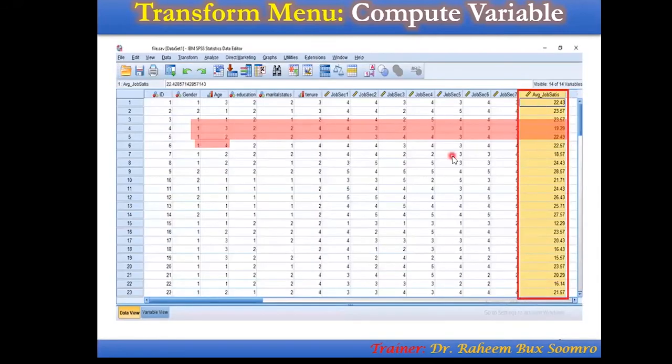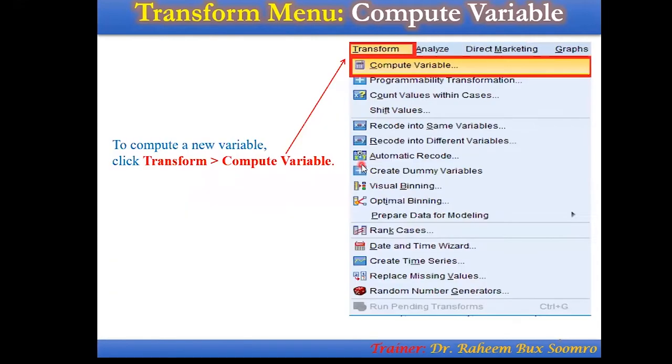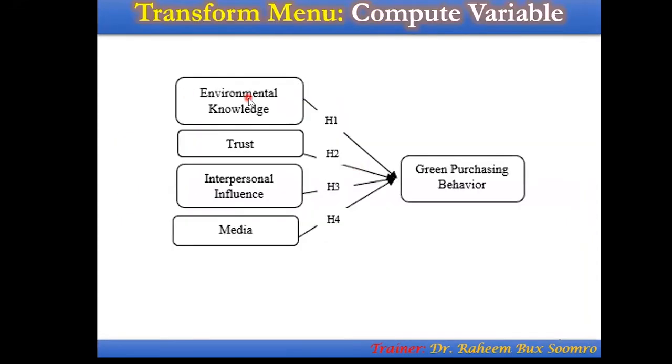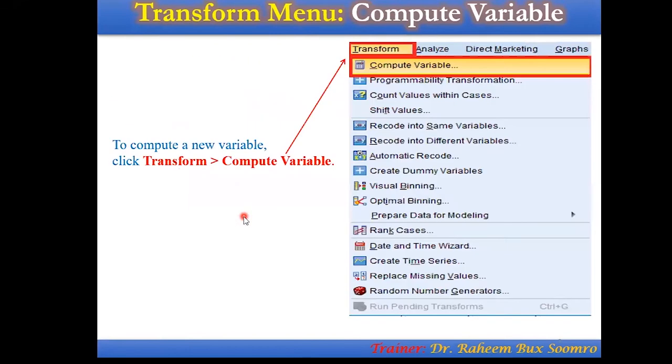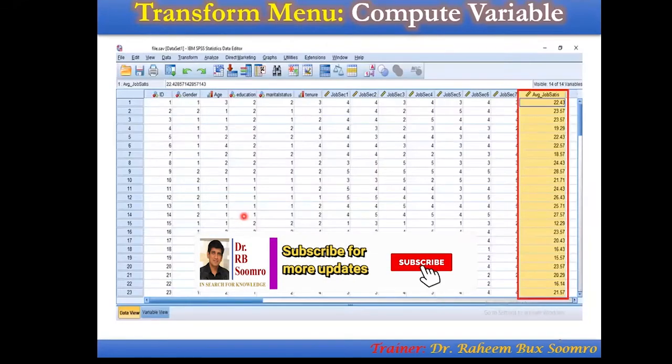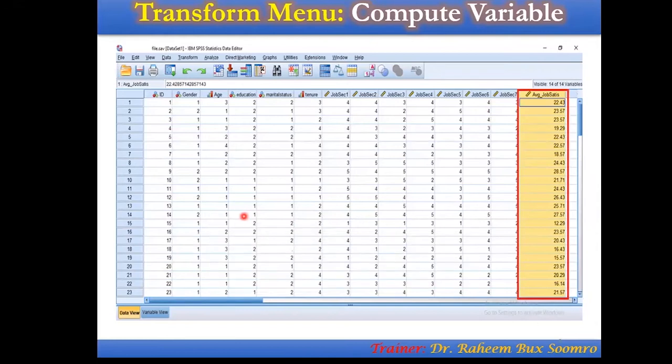Now that newly separate variable has been created here, and now in the same way you can create variables for the rest of your constructs: environmental knowledge, trust, interpersonal, media. You can create for all of these, and then you can run the multiple regression on these individual variables, and then you can take your results.